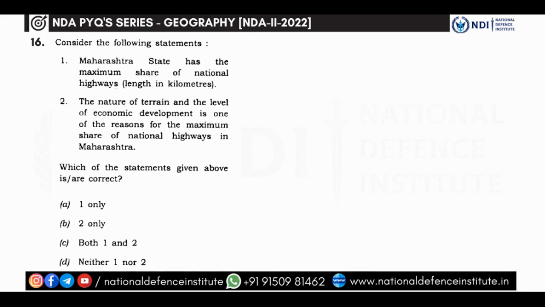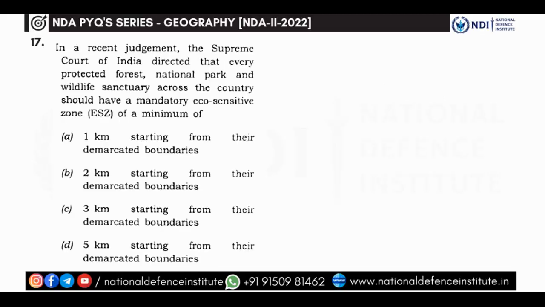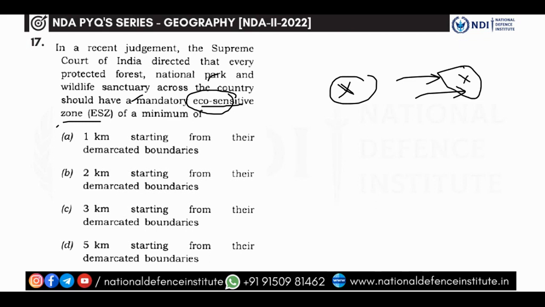Let's go for the 17th one. In a recent judgment, the Supreme Court of India directed that every protected forest, national park, and wildlife sanctuary across the country should have a mandatory eco-sensitive zone. What is an eco-sensitive zone? It is where certain things are restricted. Ecologically, that is very sensitive. If you allow any sort of human activities or other exploitation, that might be exploited, and that will be a threat for the wildlife. So recently it is a direct current affairs question. So the answer is your A. It's not 2 or 3 or 5. So we have the next question, friends.